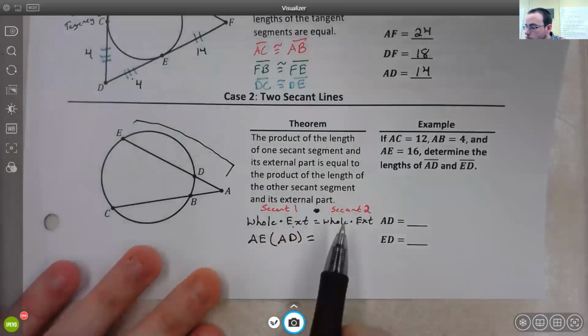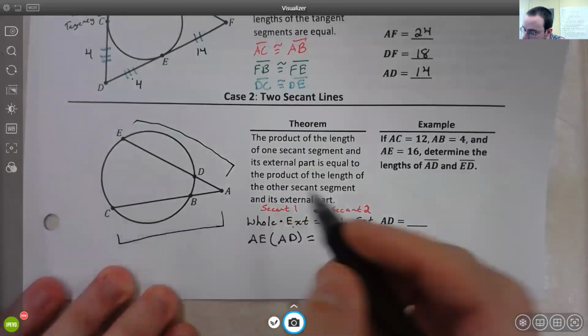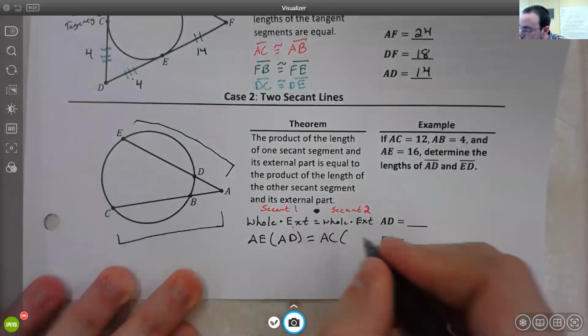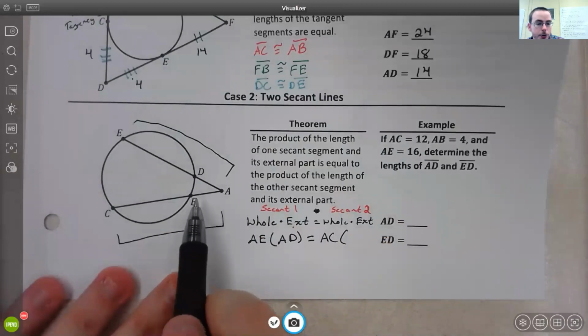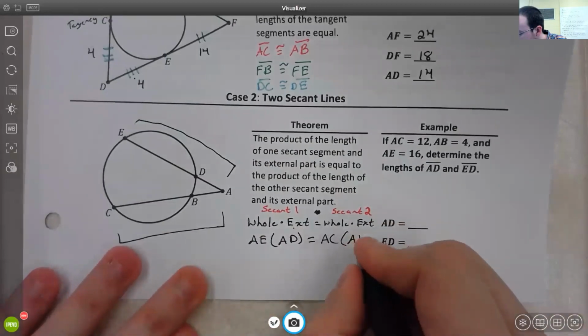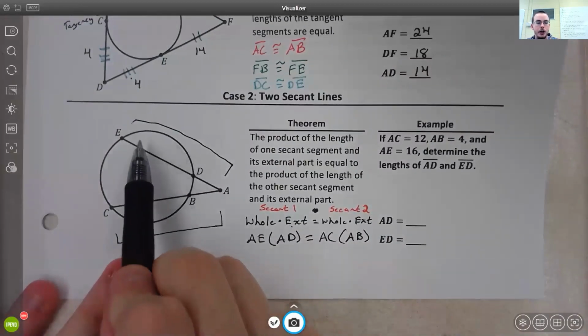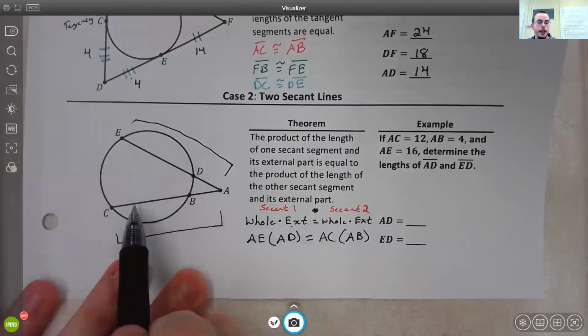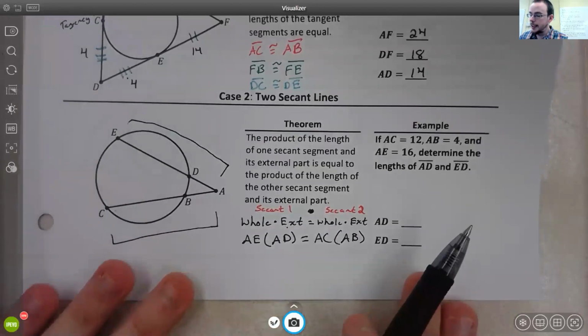And that's going to be equal to the whole other secant. So the other secant is AC times the external part of the second secant, which is AB. Okay, so in this case, you've got the whole thing times the external equals the whole thing times the external. So let's look at an example here.